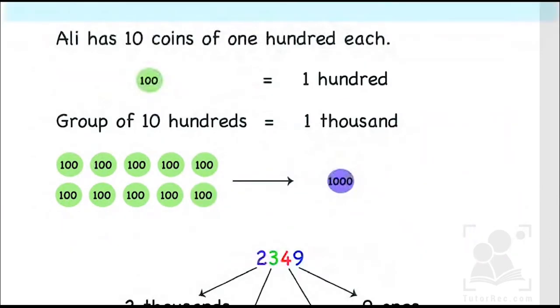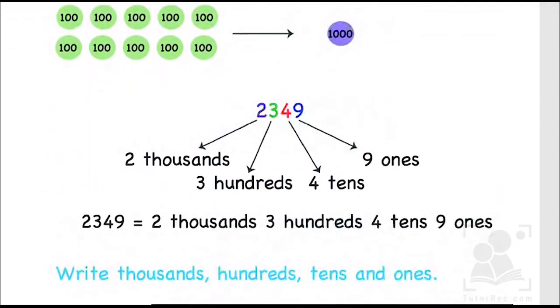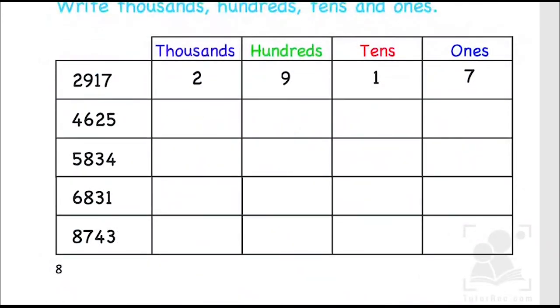What if we say that Ali has 10 coins of 100 each? If he has 1 coin of 100, it means 100. And if he has a group of 10 hundreds, it means this is 1000. So now we are on the numbers to 1000 concept. So if we say 2, 3, 4, 9, it means 2 thousands, 3 hundreds, 4 tens and 9 ones. Let's look here. It is 2 thousands, 9 hundreds, 1 tens and 7 ones, as you can see over here. Similarly, we have 4, 6, 2, 5, so it means 4 thousands, 6 hundreds, 2 tens and 5 ones.